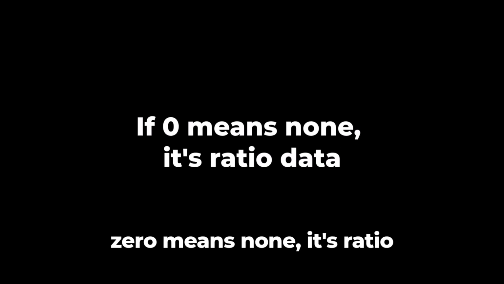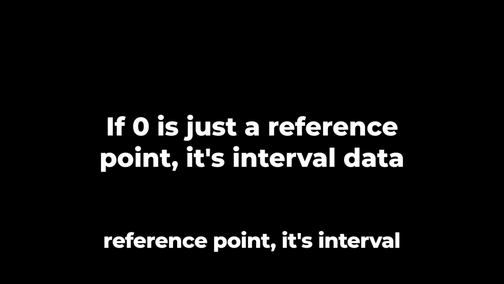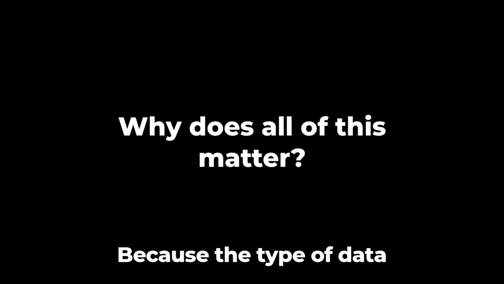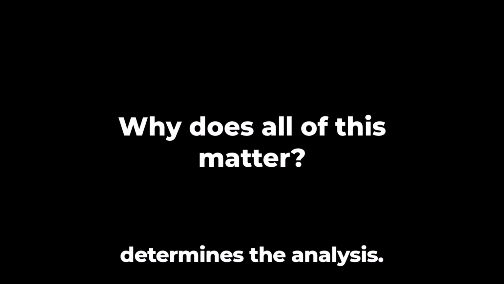Here's the key takeaway. If 0 means none, it's ratio data. If 0 is just a reference point, it's interval data. So why does this matter? Because the type of data determines the analysis.